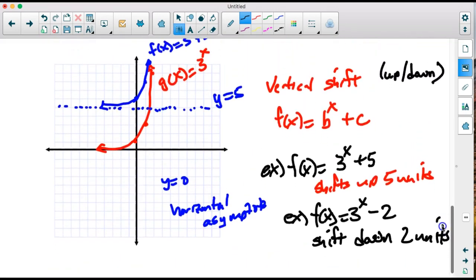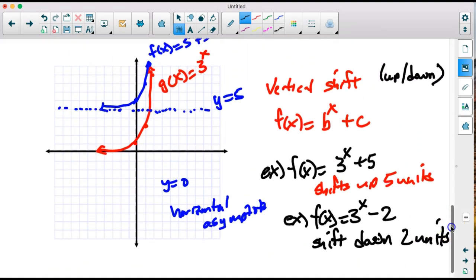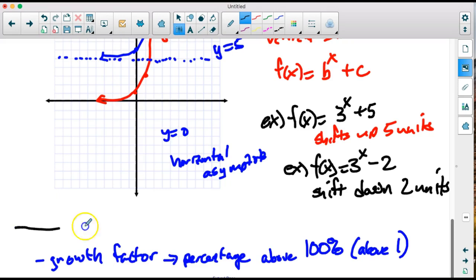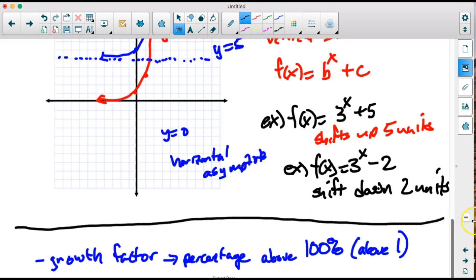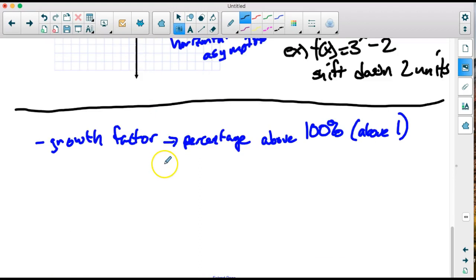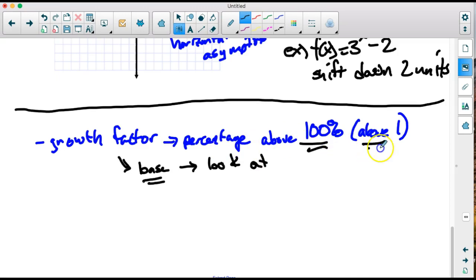Now, the other thing in this section that wasn't really talked about in any of these graphs was our growth factor. So growth factor in a problem is something that's not the same as a graph, but the growth factor is how we change the base. Okay, so this is the base. We're looking at the base, and we're determining what it is above 1 or 100%.